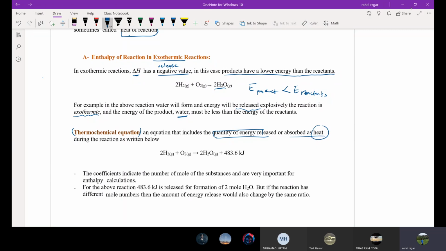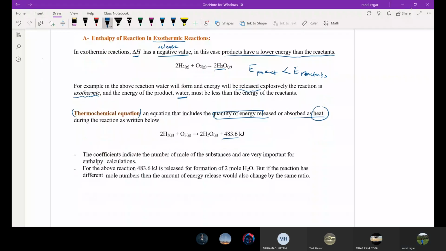For an exothermic reaction, as you can see, it will be written in the product side. So please write this down. For exothermic, energy is written in the product side. So whenever you see energy in the product side, you don't need to write negative, positive, or anything.